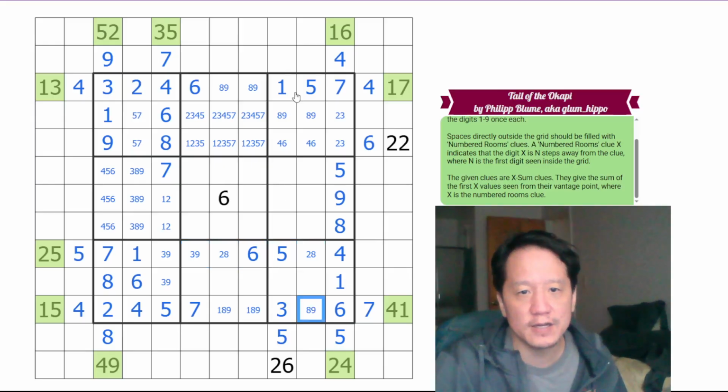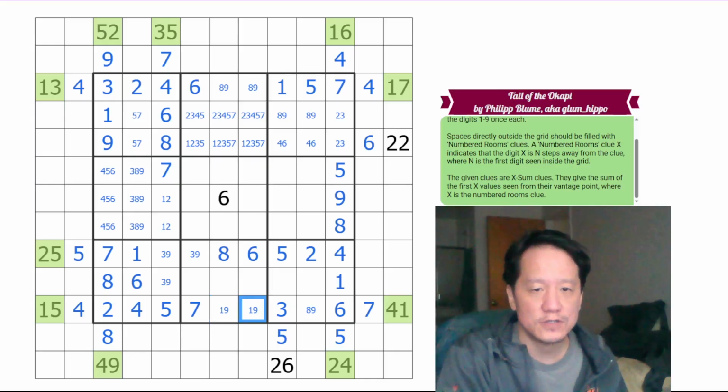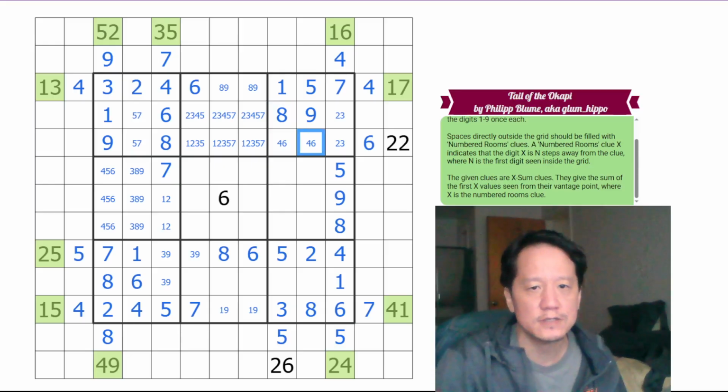We have an 8-9 pair in column 2, which eliminates 8 and 9 in the rest of the columns. This can't be 8, it's 2. This can't be 2, it's 8, which eliminates 8 in the rest of the box. So this 1-9 pair eliminates 1 and 9 in the rest of the rows. This can't be 9. This is 8, which makes this not 8 here. That's 9, which makes this 8.